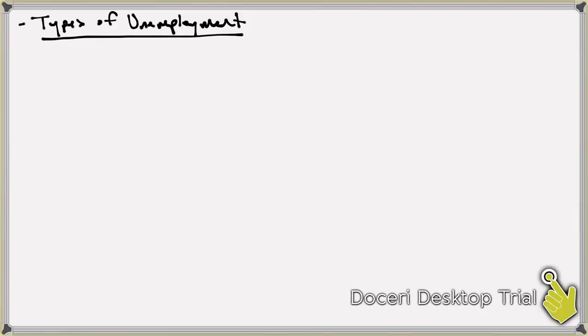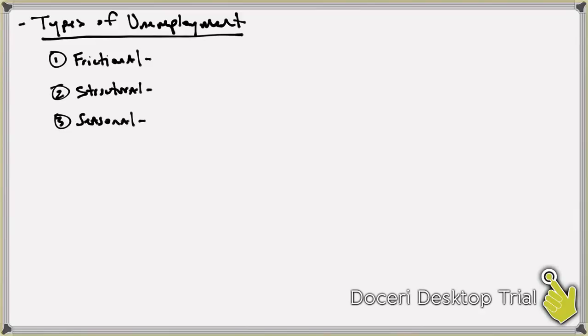The first type, and these are in no particular order, is what we call frictional unemployment. The second type is what we call structural unemployment. The third type is seasonal unemployment. And the fourth type of unemployment is what we call cyclical unemployment. And so every individual that is unemployed, and remember, you're unemployed if you don't have a job and you want a job, is going to fit into one of these four types of unemployment.